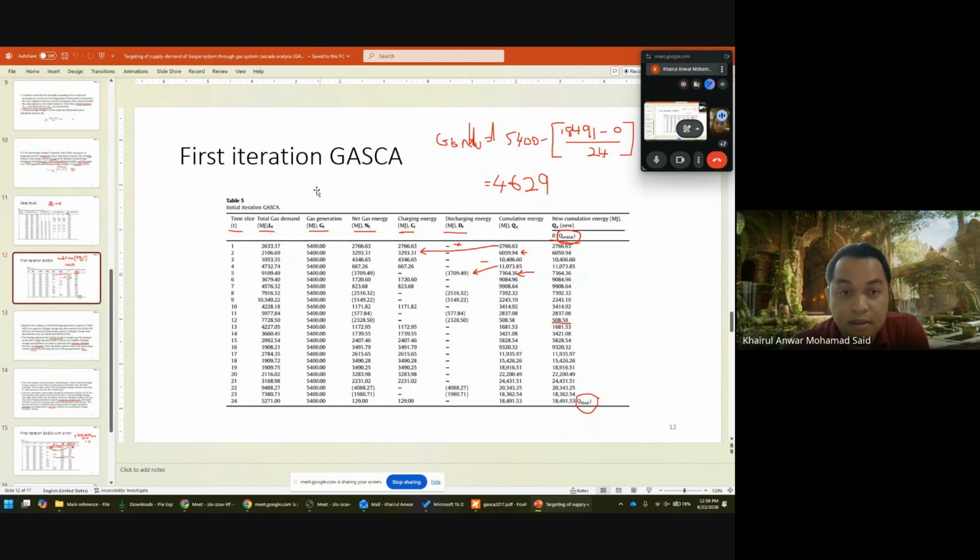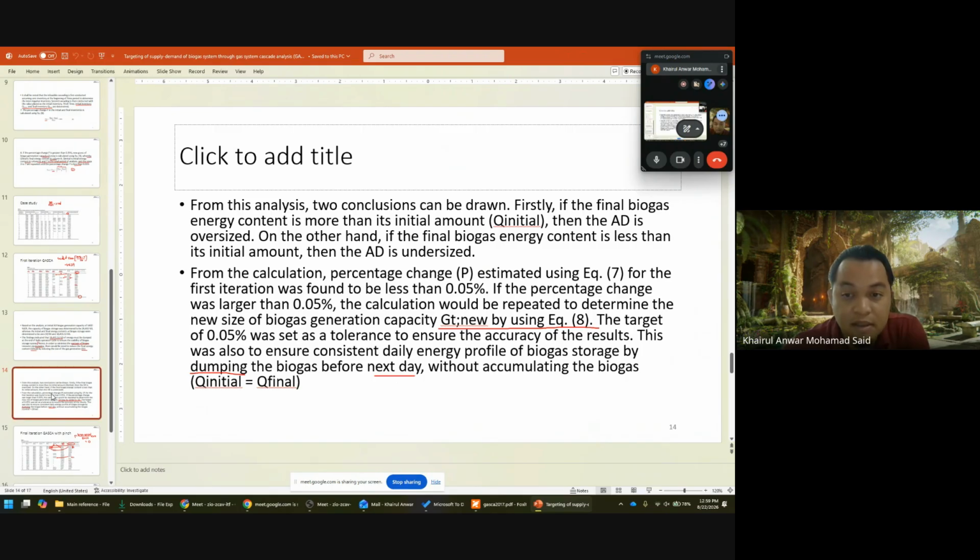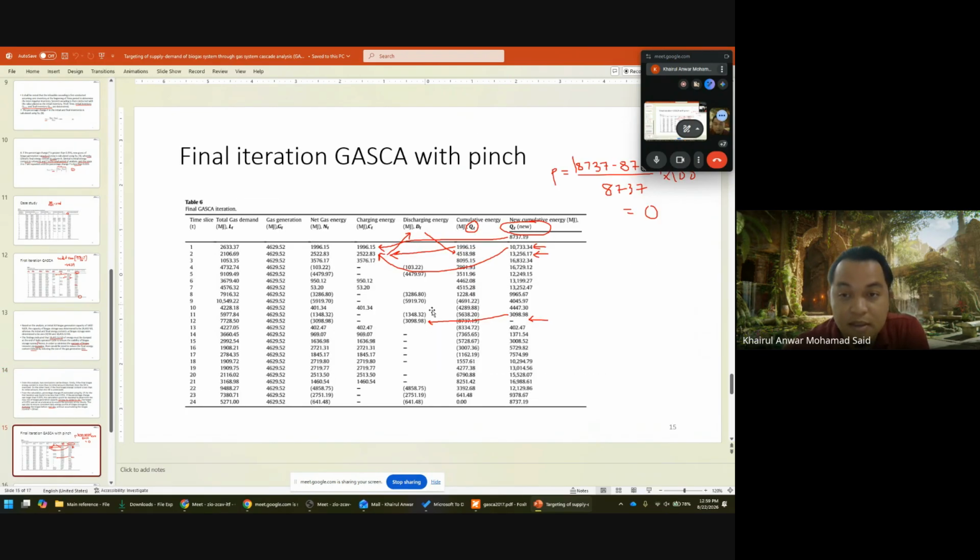Okay. Next, we do another iteration. So this time using the new value for GT, repeating the same thing. Since the value LT is similar, LT is from table 3. So gas generation GT is different now.